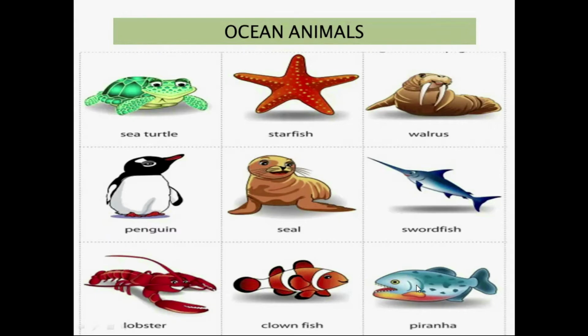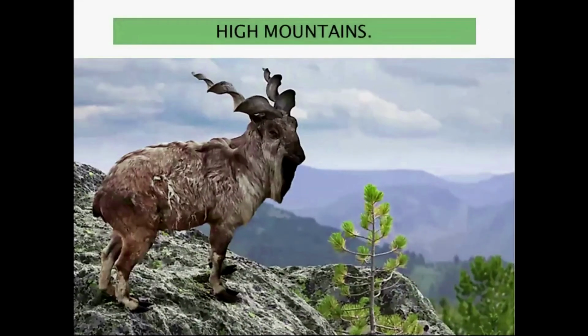Now we all know about ocean animals and we also tried to memorize a few names. Try to memorize this diagram if you can. If you cannot, then it's okay. Let's move toward another category, high mountains. There are some types of animals who can live on high mountains, like this pretty goat. It can live only on mountains. It can survive on mountains.